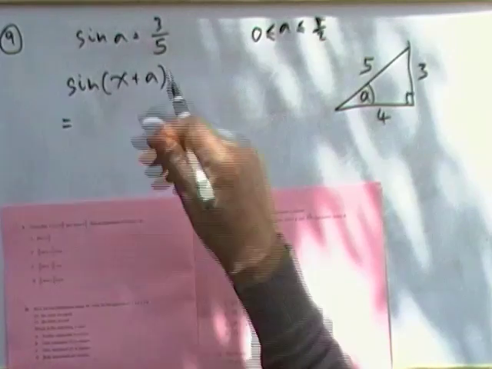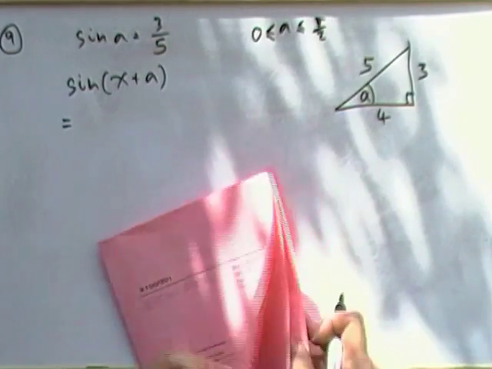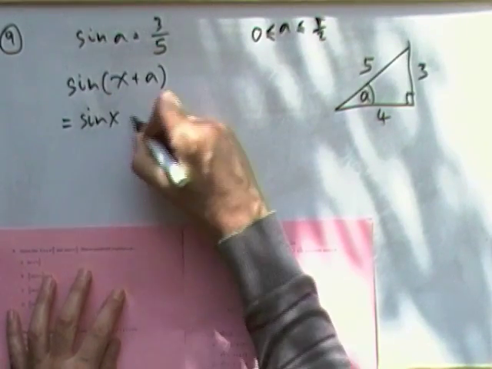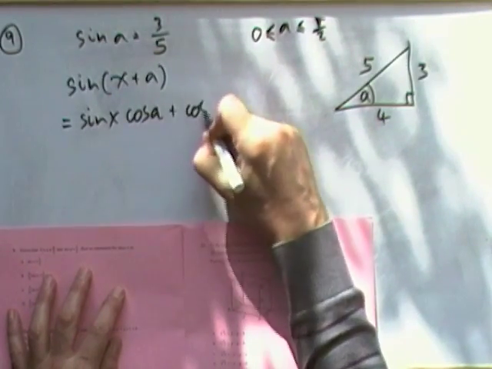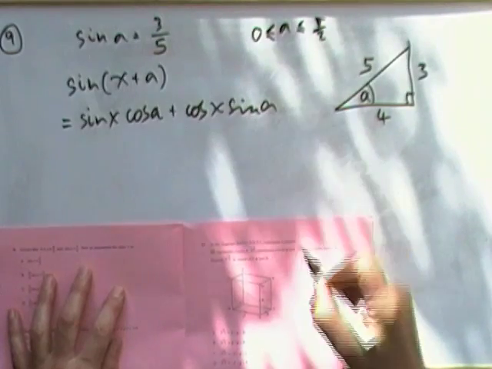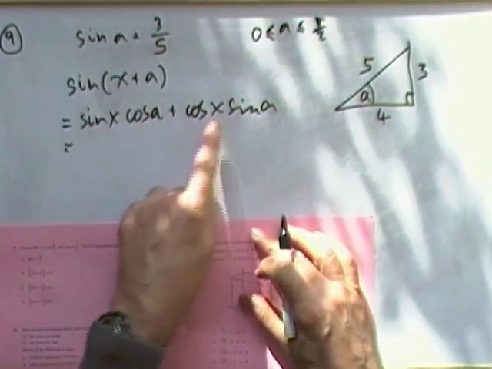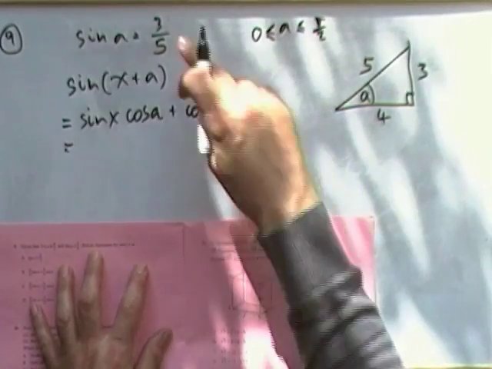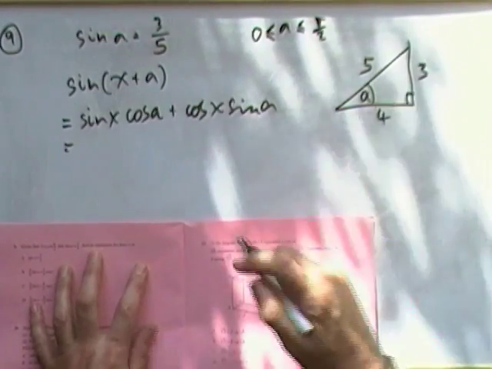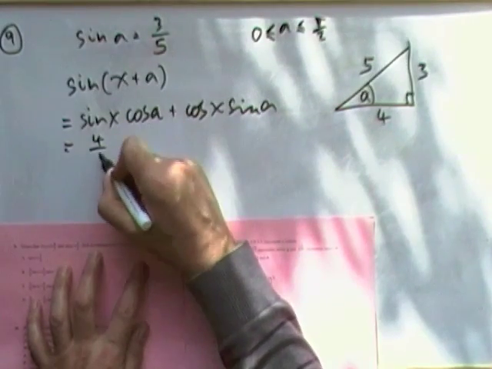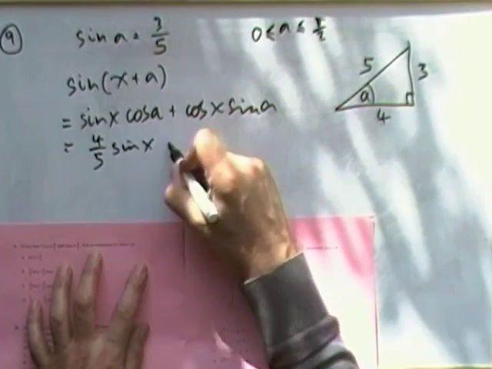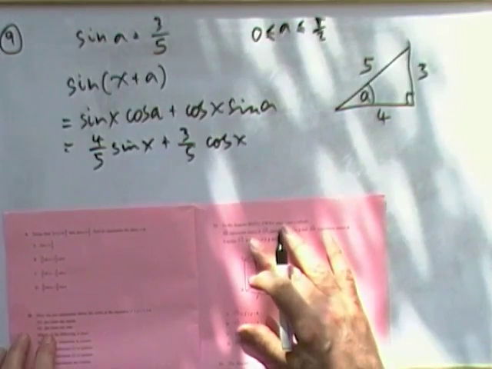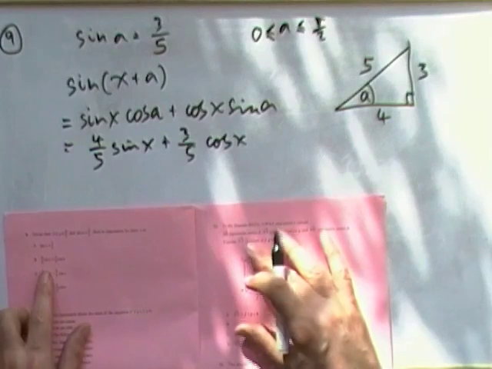Right then, for the sine of x plus a, if you can't remember, you've got it at the front there. So that's going to be sine x cos a plus cos x sine a. Now there's nothing we can do with the x's, so I don't know what they are. We can certainly put in these things. I know that sine a was 3/5 and cos a is going to be 4/5. And then just putting that to the front, so 4/5 times sine x plus 3/5 times cos x. And that's as much as you can do with it. So that gives you the answer B.